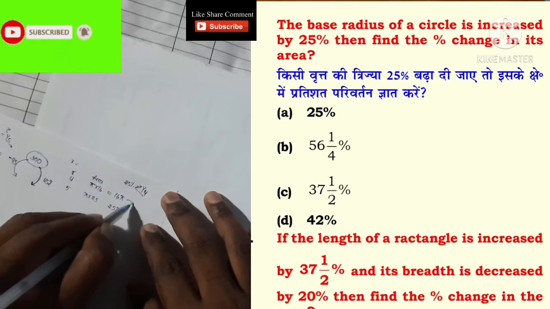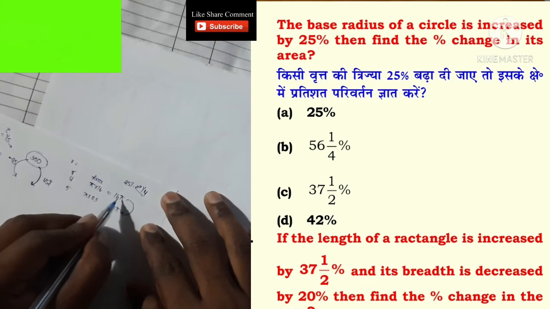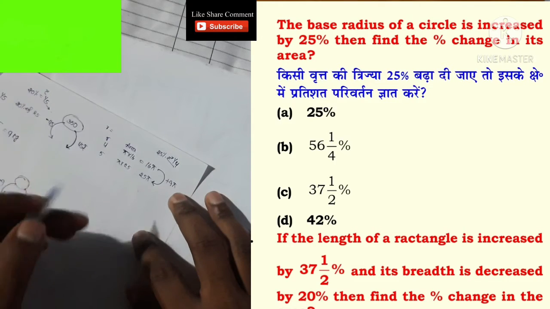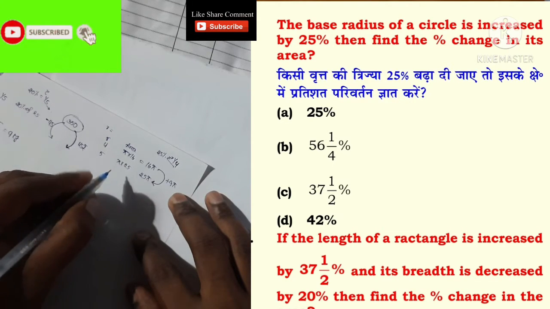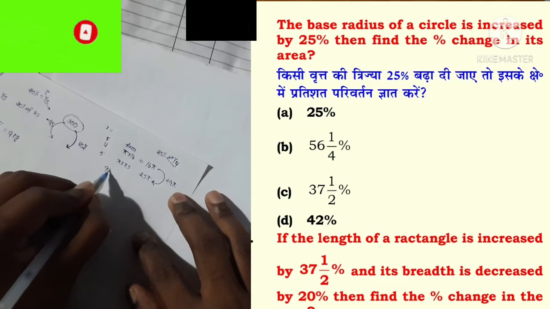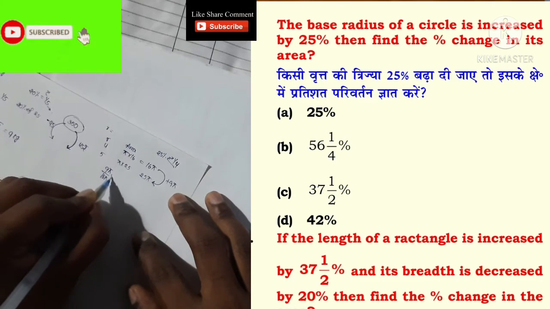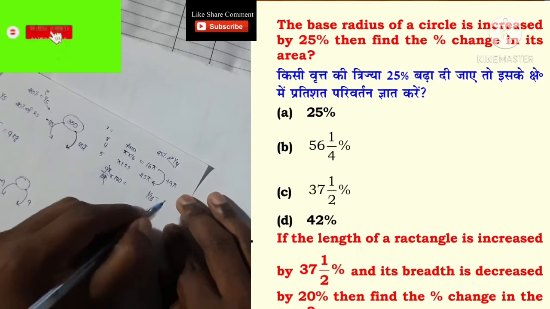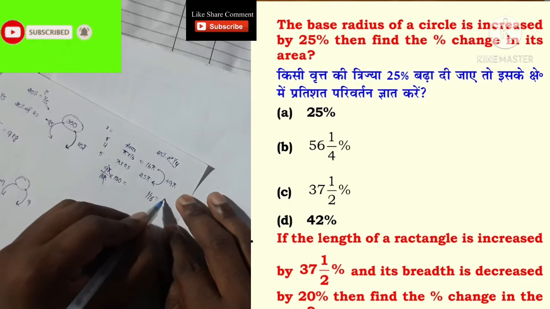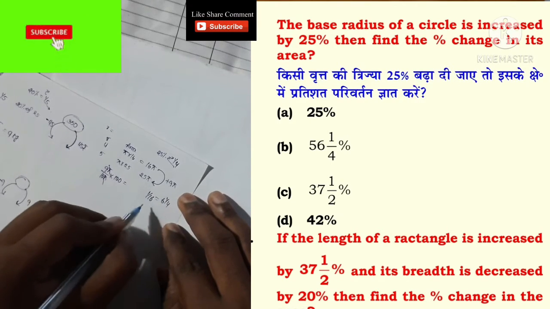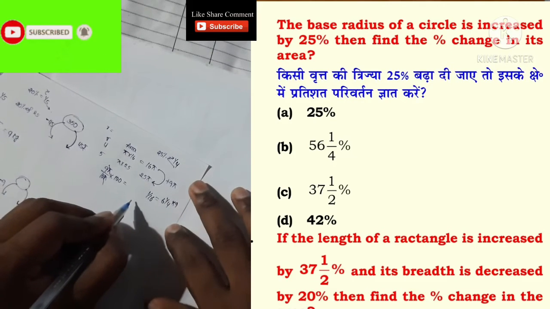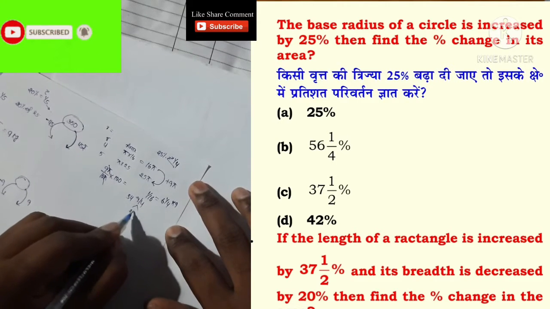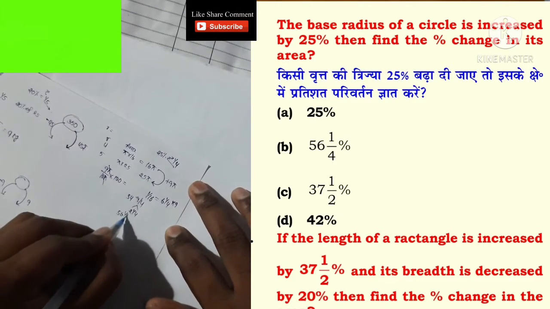So what is the percentage change in its area? So the value is increased by 9 pi. So increased percentage is 9 pi by 16 pi into 100. Pi cancelled. 1 by 16 into 100 is 6 1 by 4%, into 9. So 54 9 by 4. 9 by 4 can be written as 2 1 by 4. Value is 56 1 by 4%.